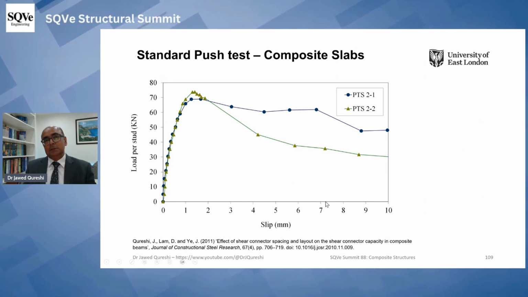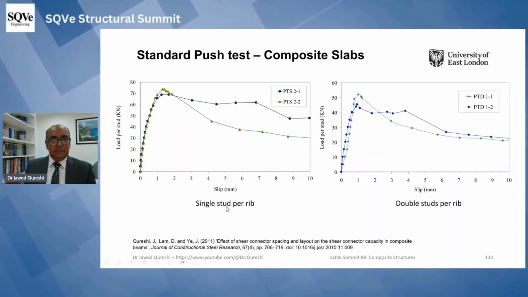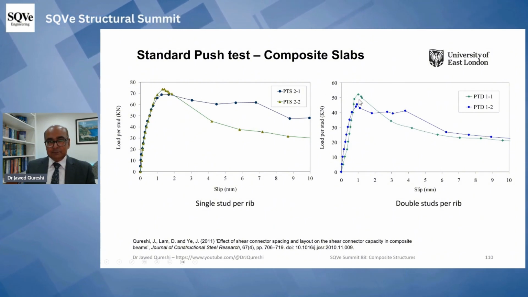But these short tests don't fulfill this requirement, which means that we should have some different kind of testing for steel concrete composite beams with profile sheeting. Single stud per rib and double stud per rib. Single stud per rib, you can see that we have 70 kilonewton per stud, and here we have on average about 50 kilonewton.